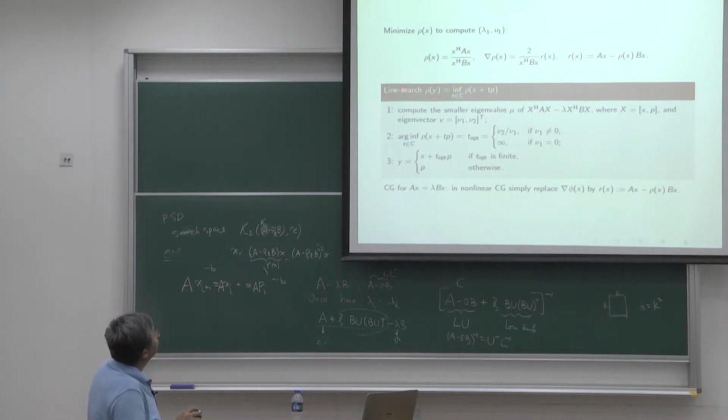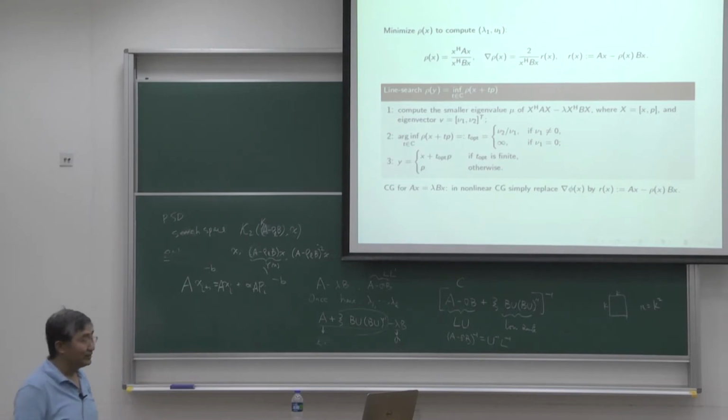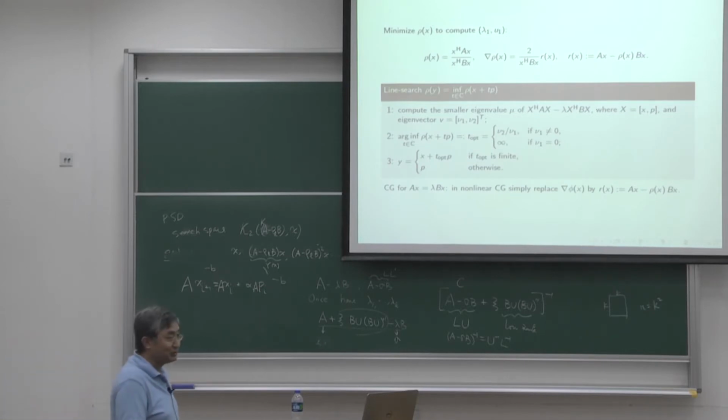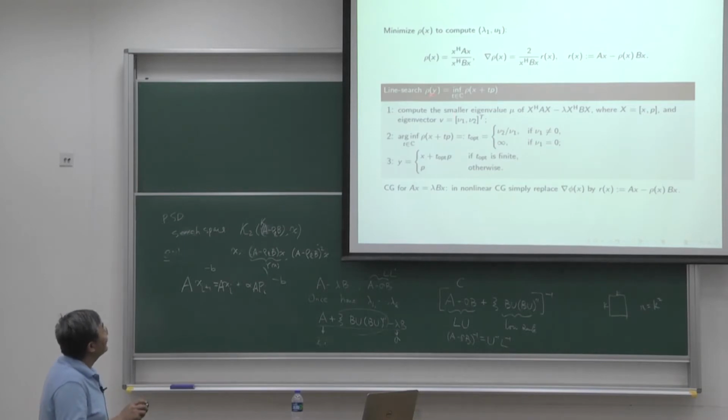So there's a line search problem. Most books say min. I like to use inf because it might not be achievable. It's a small technicality, not particularly important from a computational point of view. Maybe mathematically there's a little distinction, but it doesn't make much impact in the computation. So we need to solve that.